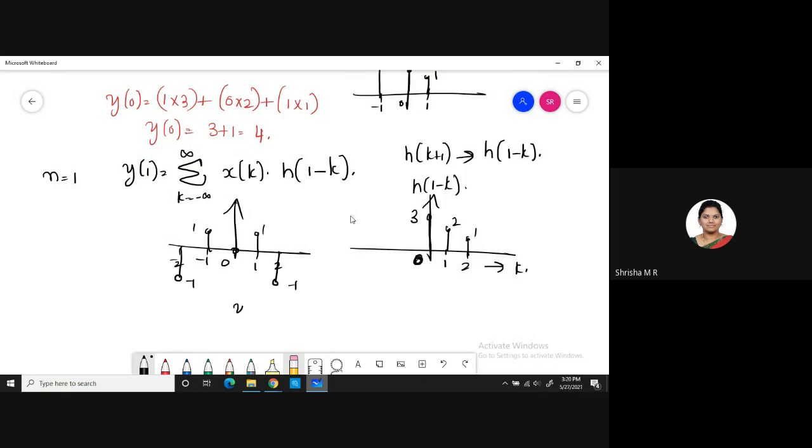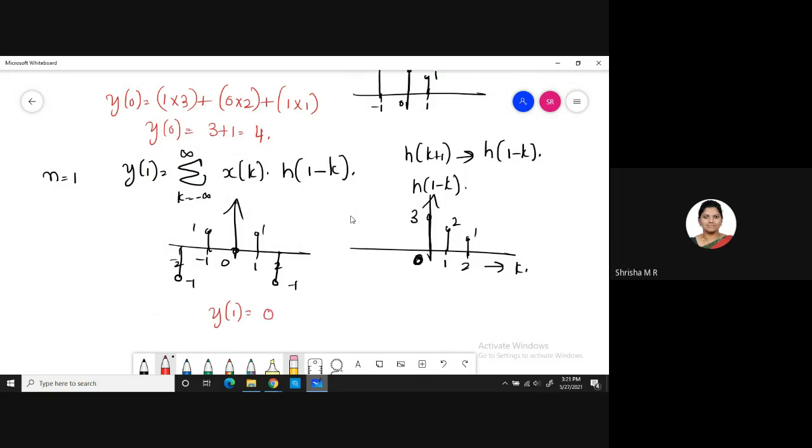Now check the overlapping space. Y of 1 is equal to, where is it overlapping? 0, 1 and 2. So what is y of 1? You have to tell me. 1, ma'am. So at 0 it is overlapping.